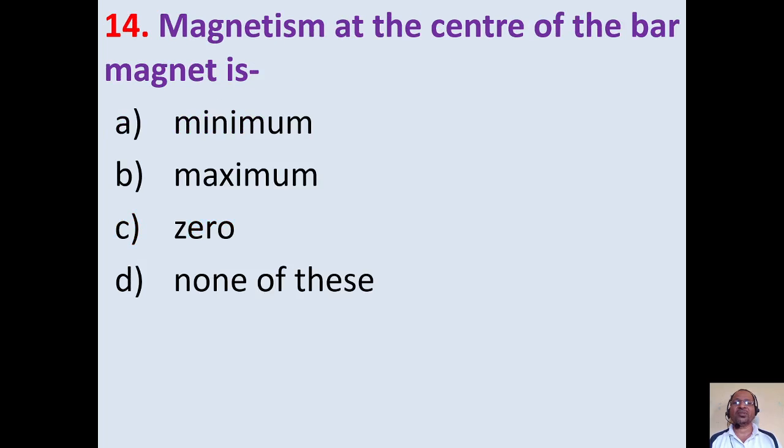Magnetism at the center of the bar magnet is... We have seen that the strength of magnetic field is maximum at the ends, that is at the poles, and it is zero at the middle. So at the center of the bar magnet, magnetism will be equal to 0.